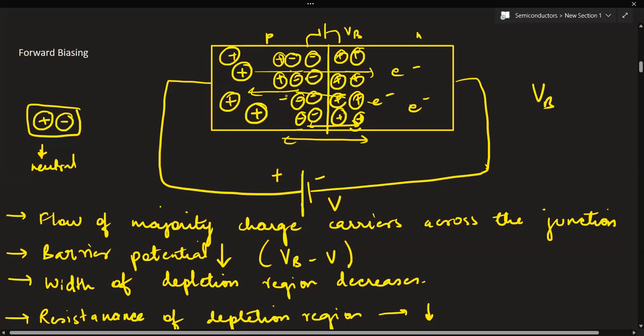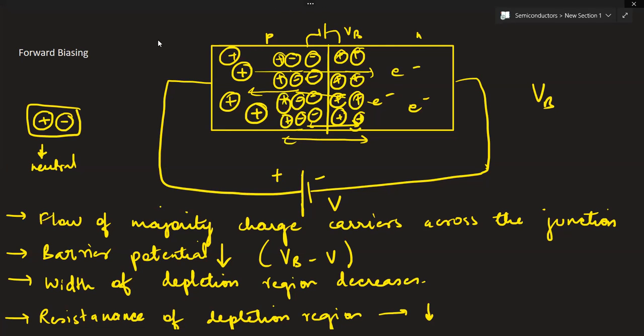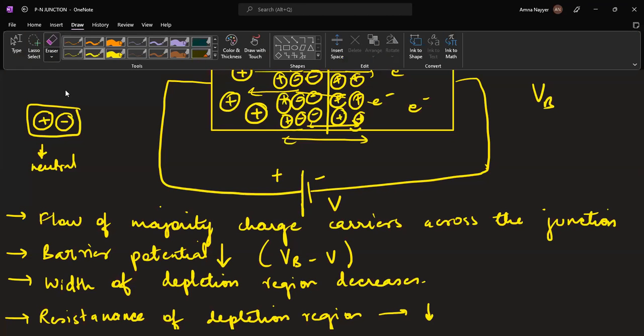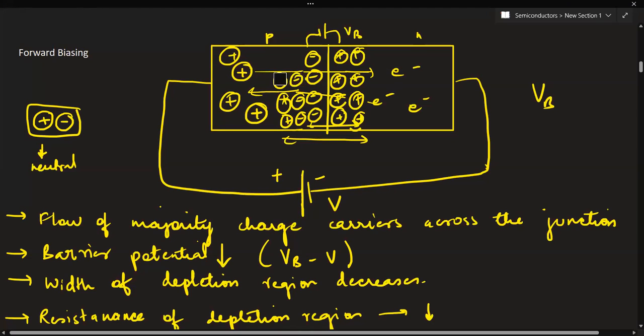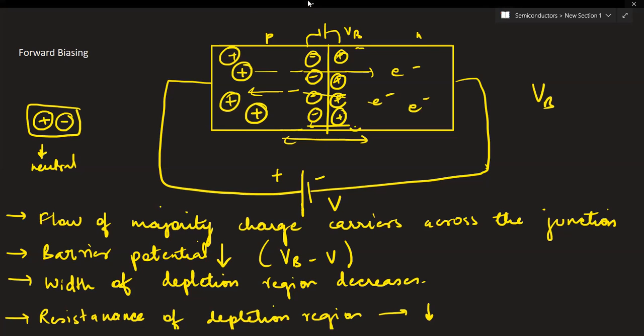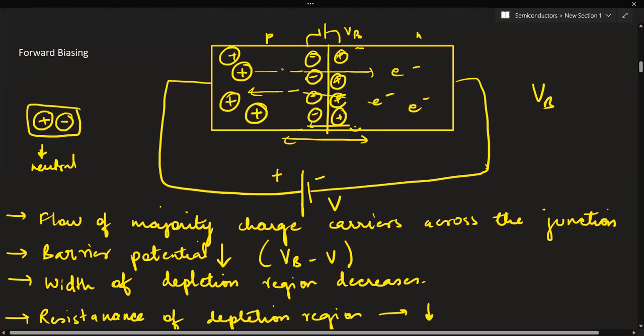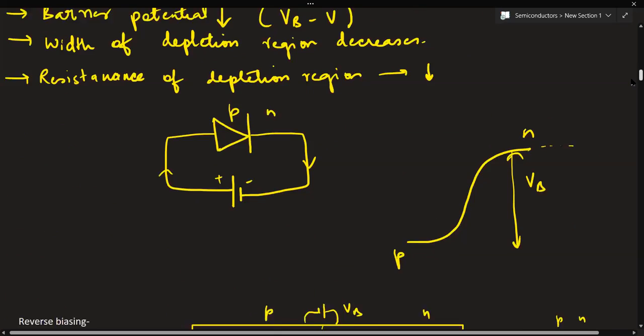Now see, since positive charges are coming across, what will happen? Ultimately, this part will get recombined, this part will be neutral. So here it will get decreased. Similarly, electrons will come and neutralize this positive part, and electrons will again neutralize this part. So is the width of the layer decreasing or increasing? Decreasing. So that's why in case of forward biasing, we say the width of the depletion region decreases.